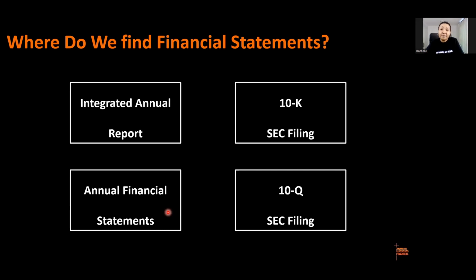For US companies, they look a little bit different. We call it the 10K and the 10Q. Don't let the numbers scare you. K means annual, Q means quarterly. So the 10K is the annual report, the 10Q is the quarterly report. So the financial statements are a part of those two.